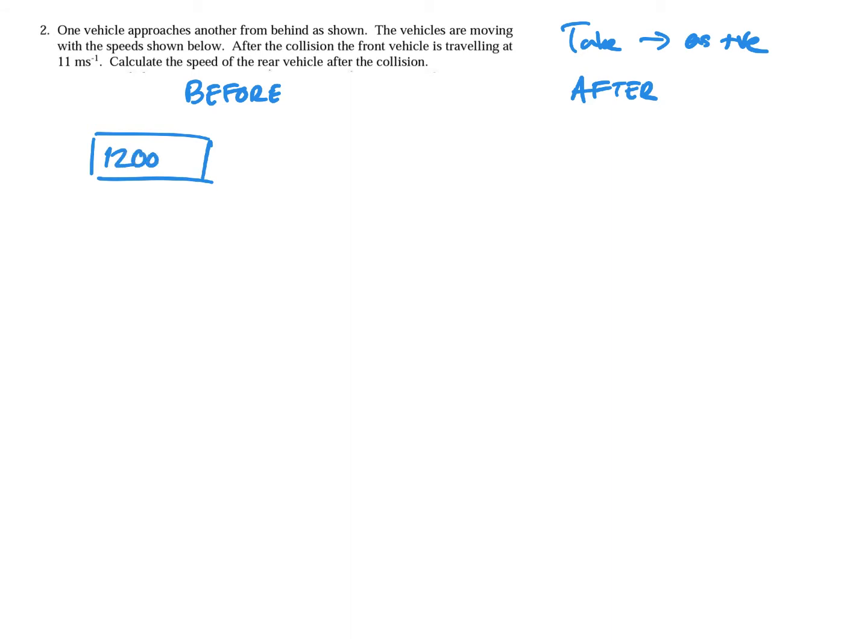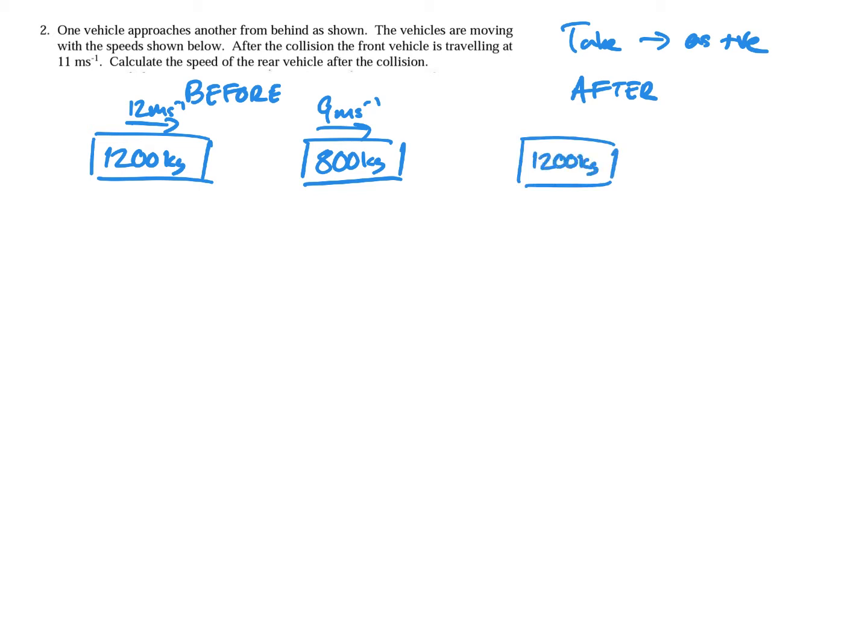So we had a 1200 kilogram car moving at 12 meters per second, and it hits an 800 kilogram car moving at 9 meters per second. And afterwards, we don't know what the 1200 kilogram car is doing, so we just give it a letter and we'll call it v1. But we're told in the question that the 800 kilogram car, not surprisingly because it's just been hit from behind, has sped up to 11 meters per second.